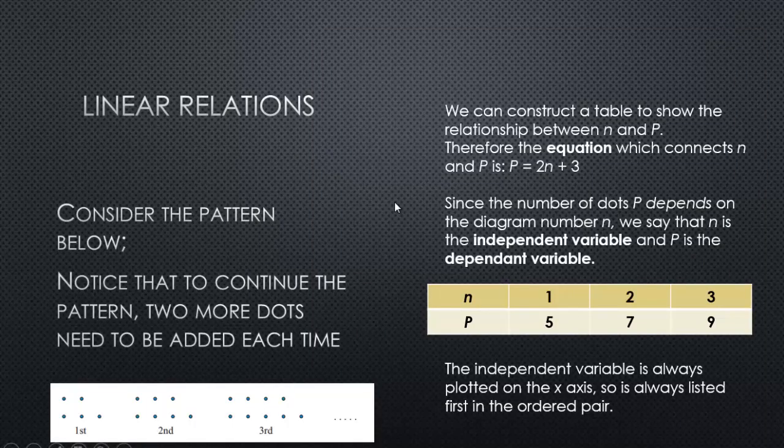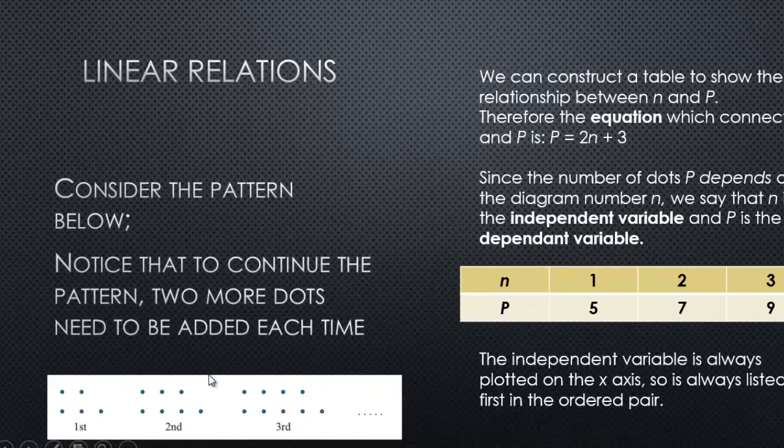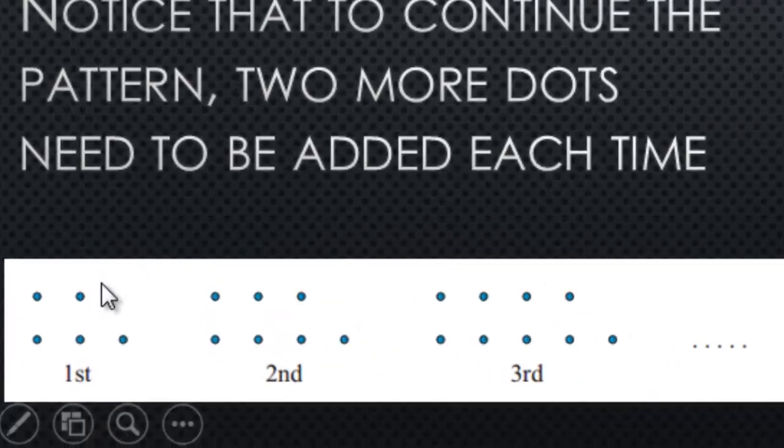The next thing we want to look at is linear relations. And we did this in algebra a little bit. If we take a look at this pattern down here, we notice that to continue our pattern, 2 more dots need to be added each time. So we have 5 dots here, and then 7 and 9.